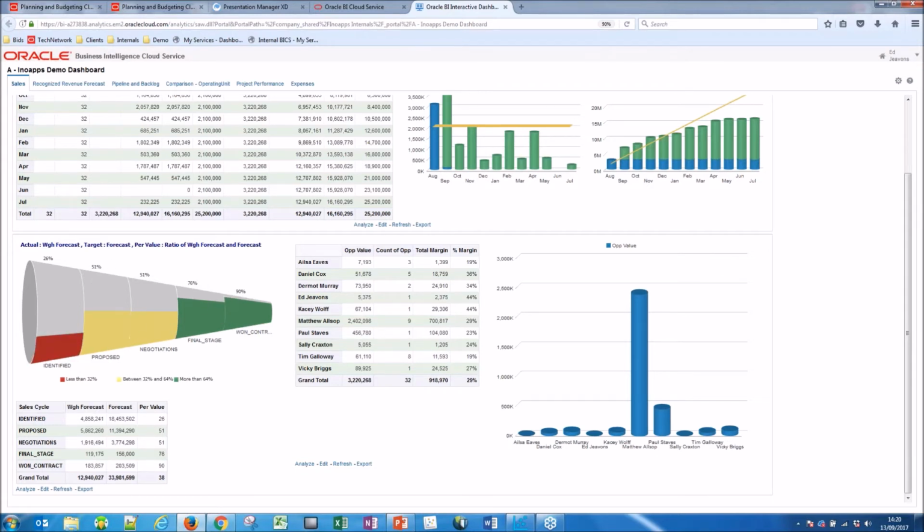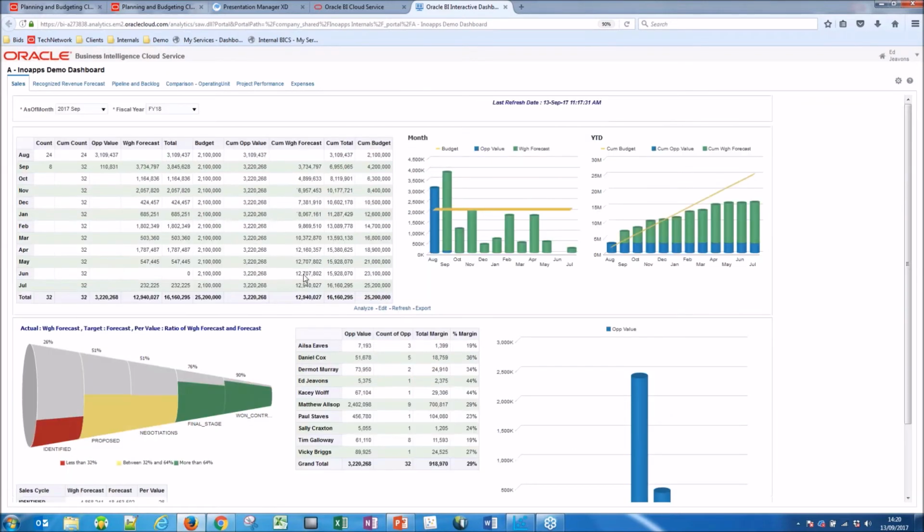On the left-hand side, just another little example here of some of the analysis we can do. We've got this funnel here, so we're looking at what we've got identified as an opportunity, what's been proposed, what are we negotiating, what sort of final stage, and what's won subject to contract, etc. So we've got lots of different metrics in here. Now, of course, we're using example data and dummy data for some of this, which is why you'll see some of the numbers are repeated over and over again. But hopefully it gives you a flavor as to some of the analysis that you can have within your dashboards.